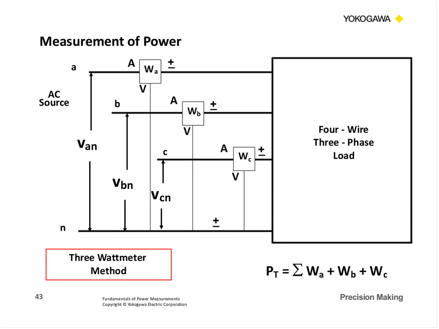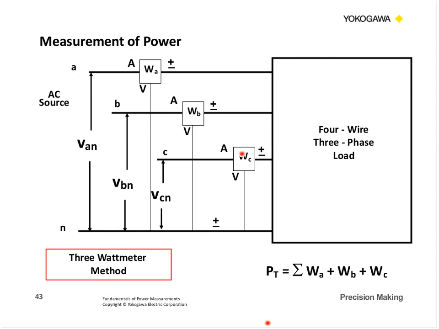So let's put our wattmeters in. We're going to put a wattmeter in each phase, wattmeter A, B, C. We're going to measure the current. Again, watch your polarities. We're going to measure voltage line to neutral. And watch the polarity on your voltmeter hookups. Watch the polarity on your current hookups.